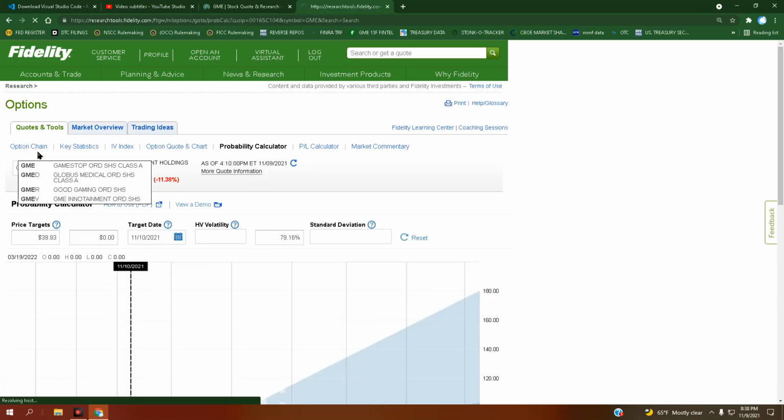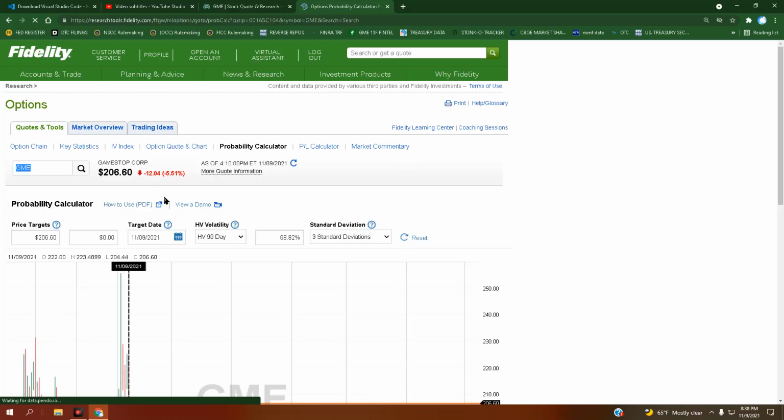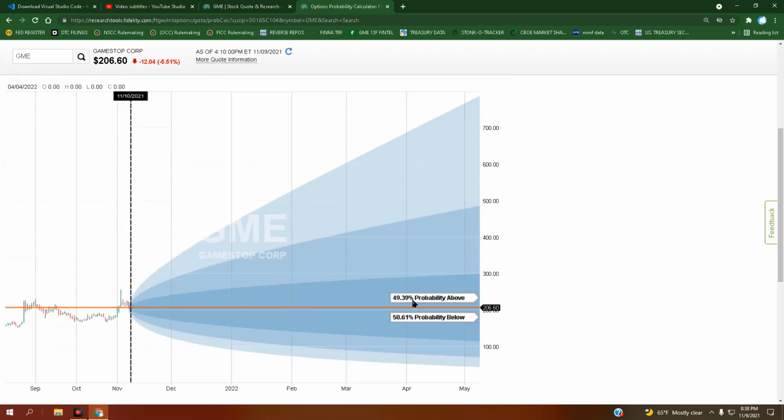And last but not least, GME, of course. Closed at 206.60, down 5.51% today. And basically a coin flip for GME, 49.39% chance above and a 50.61% chance below.